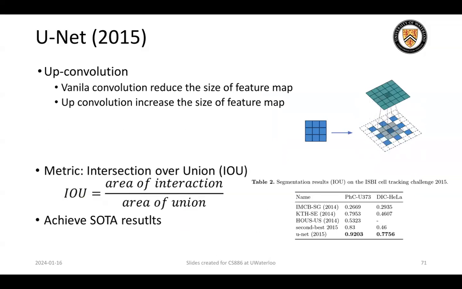And we have a metric called intersection over union, which is equal to the area of intersection divided by the area of union. This achieves state-of-the-art performance as shown in table 2, segmentation results IOU on the ISBI cell tracking challenge in 2015. UNet achieved, on the PhC-U373 dataset, a 0.92 IOU. And for the next dataset, they achieved a 0.7753 IOU score.